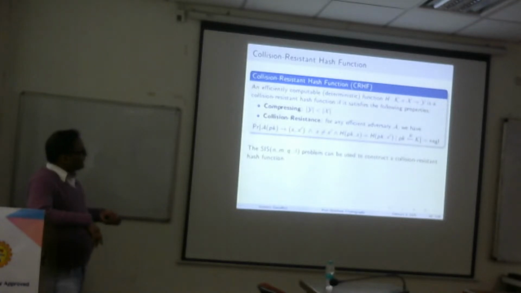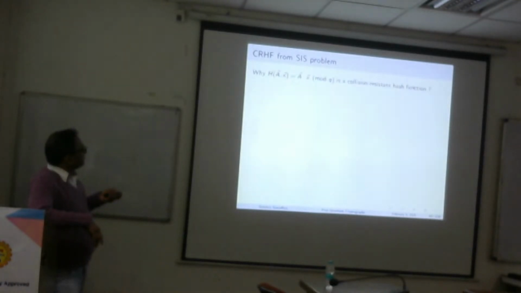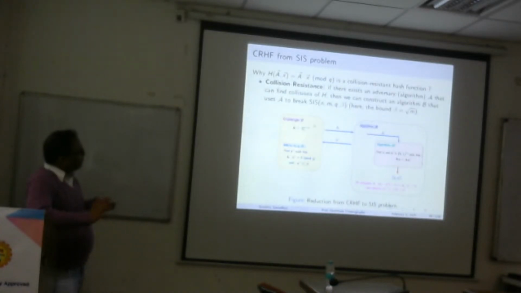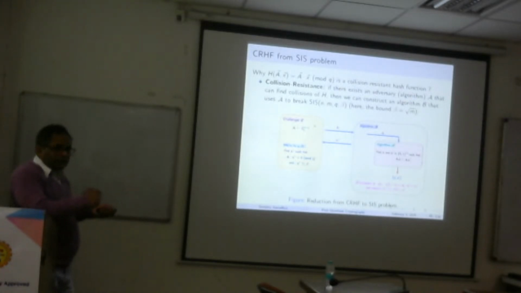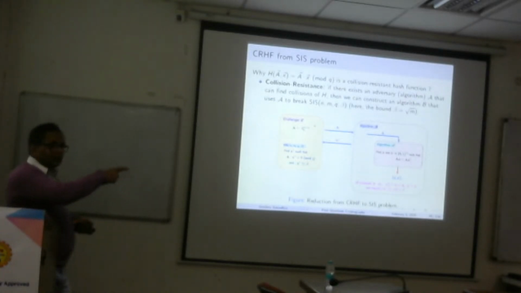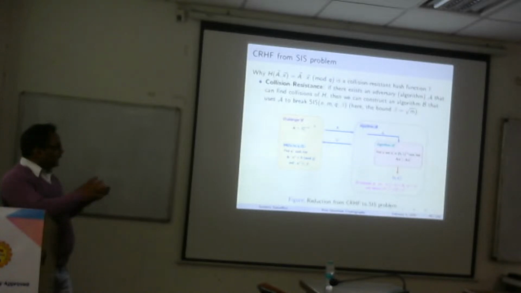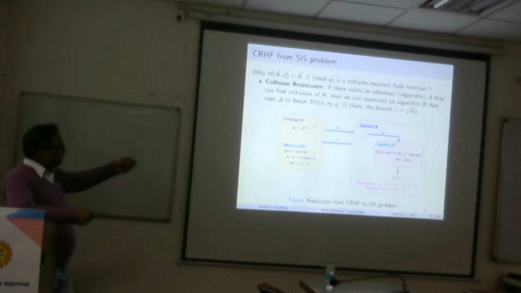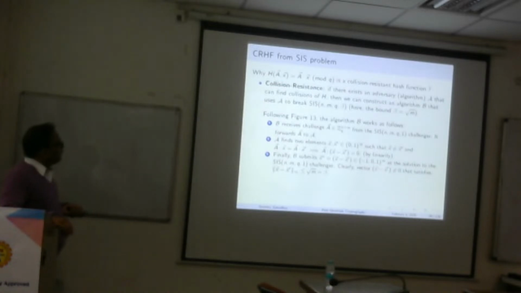Using this, I can create a hash function. So I will skip this; I will not talk about this. I can even prove why a hash function can be created, and I can reduce it to the SIS problem. If you can find collisions for this hash function, that means you can solve the SIS problem. So I'll skip that part.